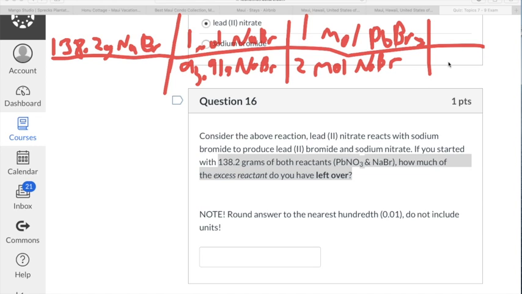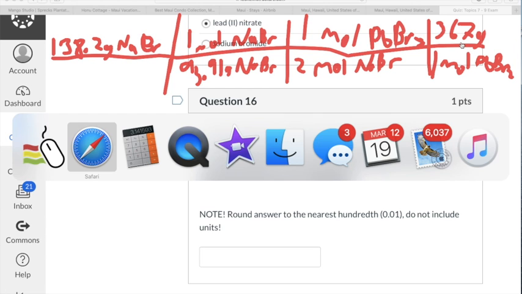For every mole of PbBr2, we just wrote this down, so I have 367 grams. I can plug this into my calculator.